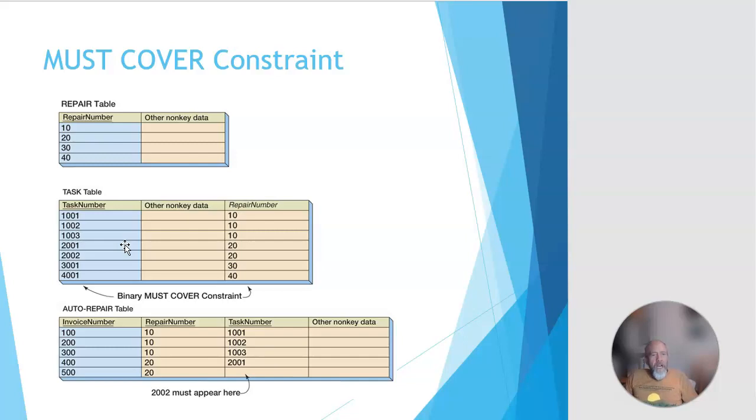And must cover, again, same concept altogether. So in the case of repairs and tasks, you've got repair 20, and if you go over to 20, you see that 2002 needs to be covered for that specific task. You can just kind of look, there's 2001, 2001, 2001, 20, so you need a 2002.